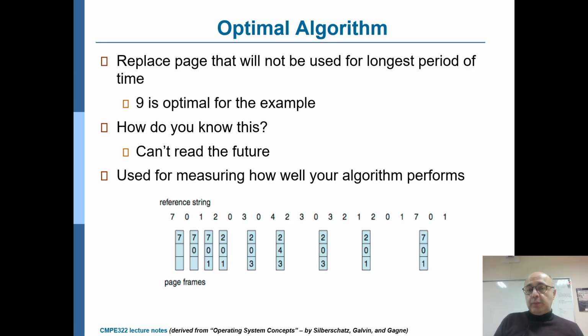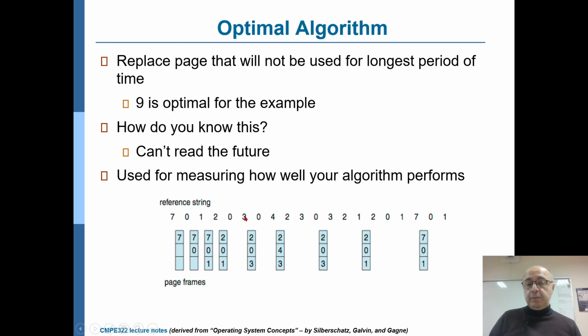So 0 is not an option. I shouldn't be replacing 0. I shouldn't be replacing 1 either, because 1 also is accessed at some point in the future. 7 is accessed in a very far future. So among 7, 0, and 1, 7 is the one that's to be accessed latest, so it's better to replace 7 with 2. For 0, it's already in memory, so no need to do anything.